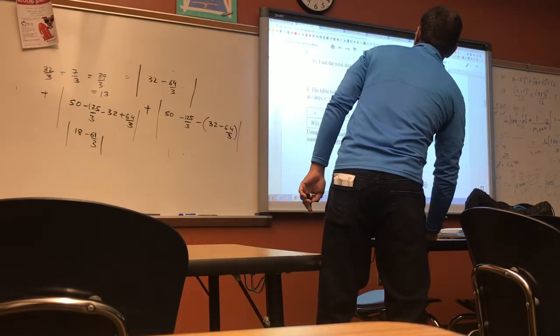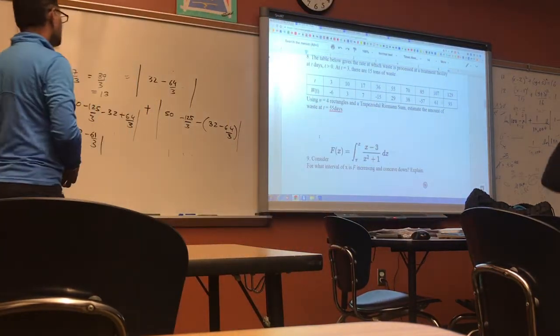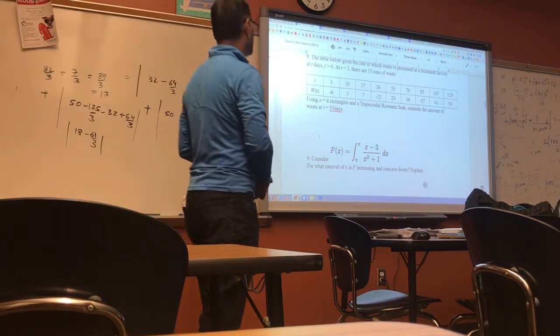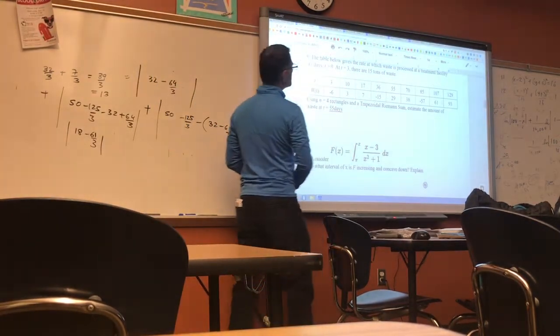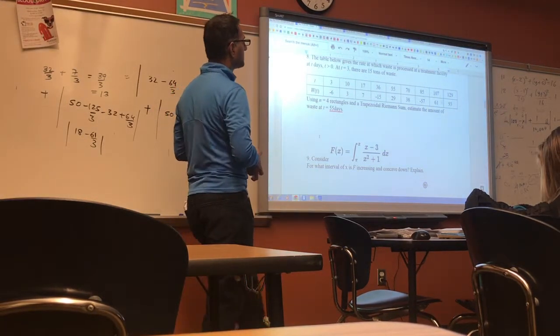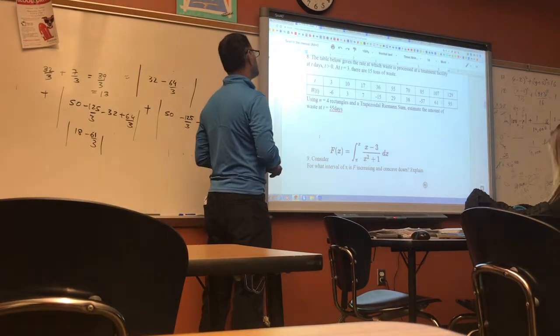All right. We're doing number 8. So distance problem, make sure you do absolute value of velocity. Break down, observe the integral. Don't copy the table, just write down the given information. It says, the table below gives the rate at which waste is processed at a treatment facility. So they're giving us the rate function, keep that in mind. All right. This is the rate function.